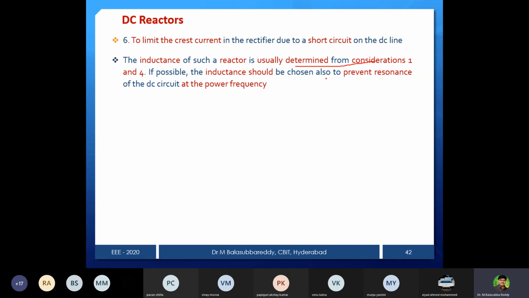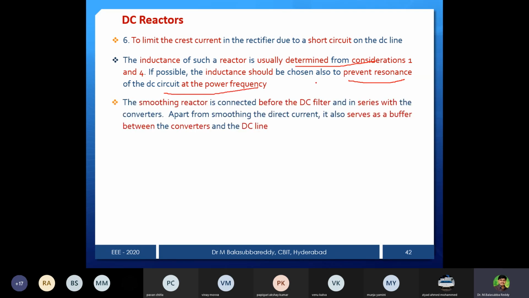The inductance should be chosen to prevent resonance in the DC circuit at the power frequency. In general, we will consider only the consequent commutation failure and smoothing, so that the ripple magnitude can be minimized. The smoothing reactor is connected before the DC filter and in series with the converter. I have already drawn the diagram: there is a converter here, then the reactor, then the DC filter, and this reactor is connected in series with the converter.